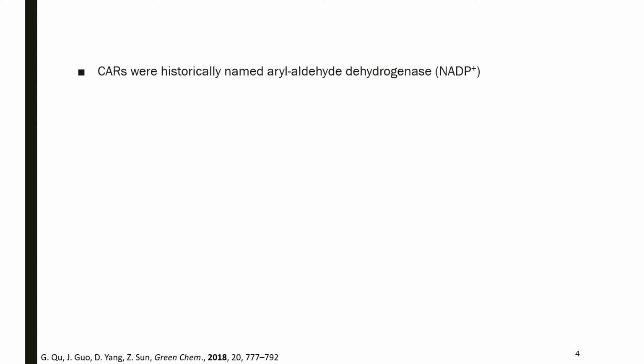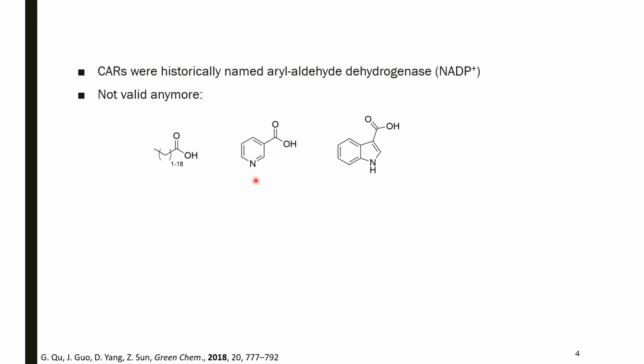CARs were historically named aryl-aldehyde dehydrogenases, which indicates selectivity for aromatic substrates, but this is not valid anymore. These enzymes are highly promiscuous. In the last years, people reported a lot of different substrates which were accepted by CARs. For example, short chain medium aliphatic acids or aromatic and heteroaromatic acids, as well as polycyclic acids like this indole derivative.